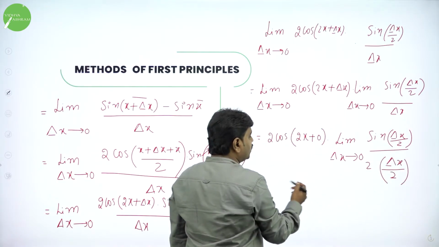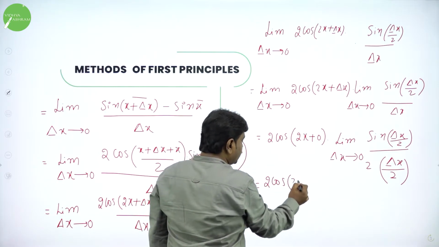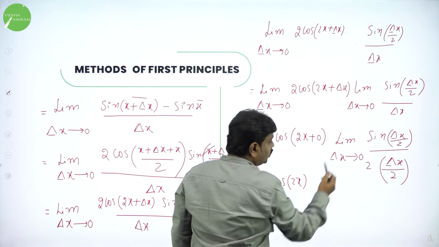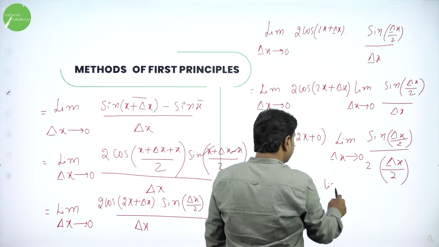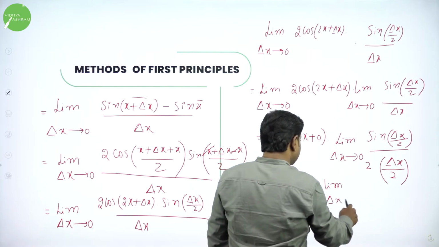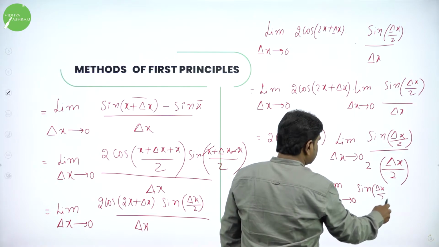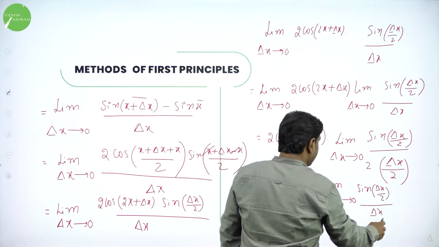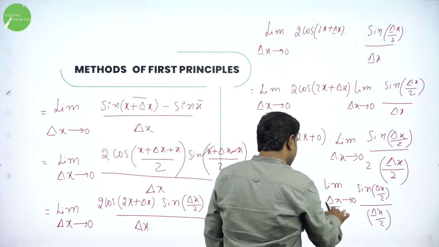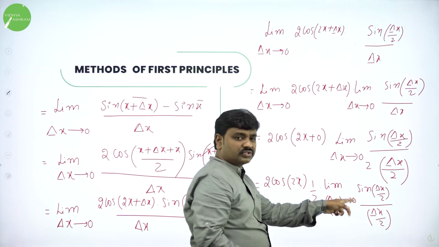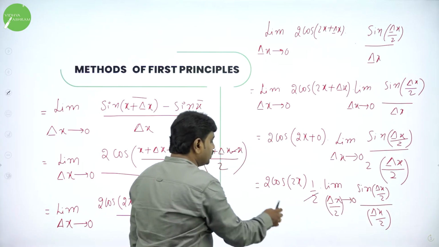This denominator 2 you can take out. Here you simplify this, it will become 2 cos of (2x plus delta x) by 2. If you simplify this, by 2 is in the denominator, take it out, it will become 1 by 2 into the remaining part. What is the remaining part? Limit delta x tends to 0 of sin of delta x by 2 divided by delta x by 2. Observe this carefully. If delta x is tending to 0, delta x by 2 also tends to 0. Divide by 2 on both sides: delta x by 2 tends to 0 by 2, and 0 by 2 is 0.